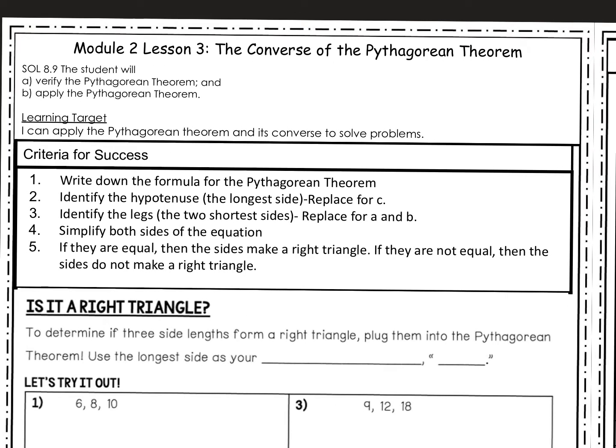For today's lesson, we're going to take a look at the converse of the Pythagorean theorem. This is still SOL 8.9, the learning target. I can apply the Pythagorean theorem and its converse to solve problems.